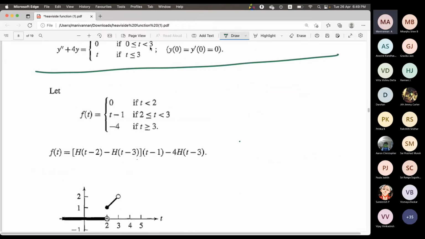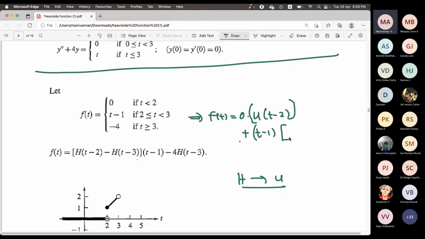Now consider the function. This is my f of t. This f of t can be written using the unit step function or Heaviside function. Sometimes it will be written in this form also. Instead of h, they may use u also. Unit step function of t minus 2, plus t minus 1 into the unit step of t minus 2, minus u of t minus 3, plus minus 4 of u of t minus 3.